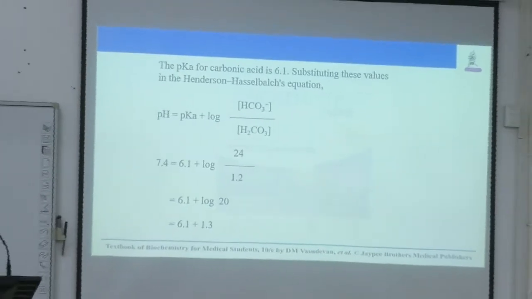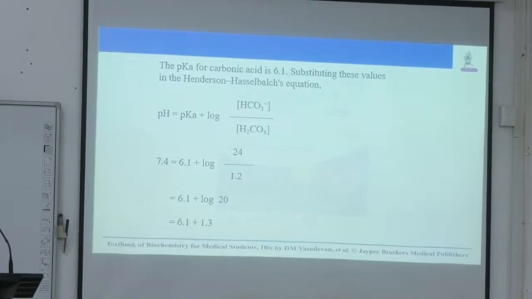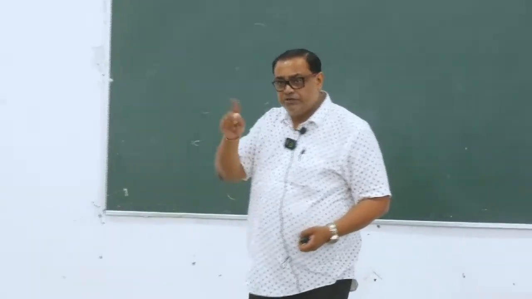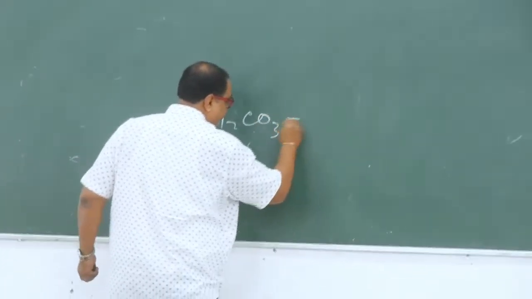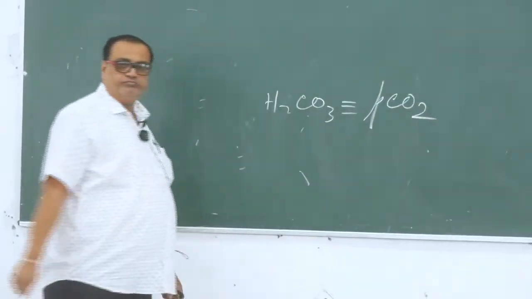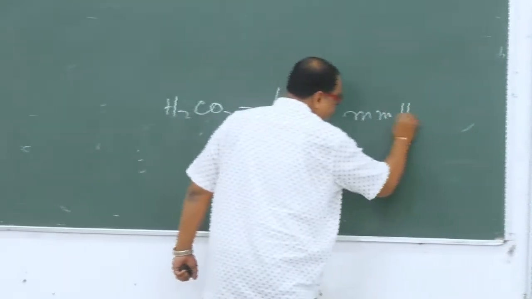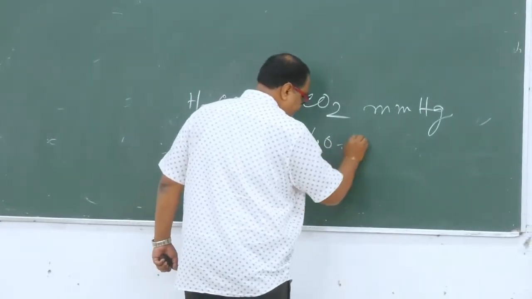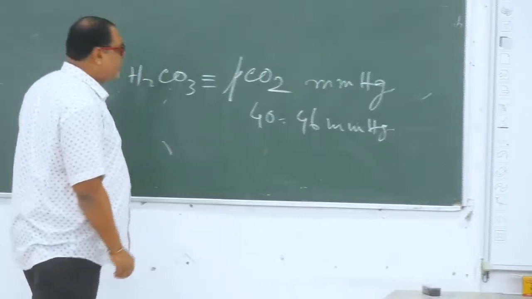I said we cannot measure H2CO3. We cannot measure any acid. Remember, we cannot measure any acid. We can measure their ratio. So instead of H2CO3, we measure PCO2. And the unit changes to... What is the normal bicarbonate?